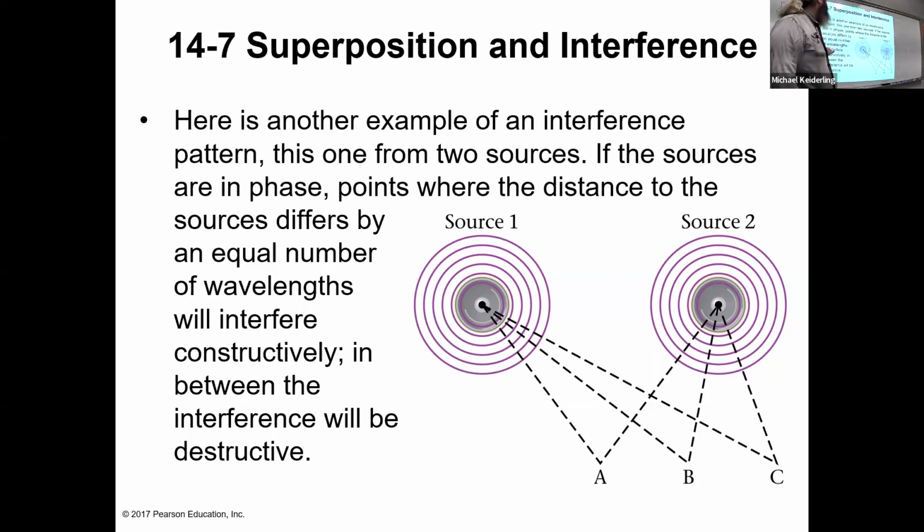Points where the distance to the two sources differs by an equal number of wavelengths will interfere constructively. That was where we got the dots. In between, the interference will be destructive. And because there are many sources combining, it accentuates this. It's not a gradual variation. You get very bright dots and nothing in between.